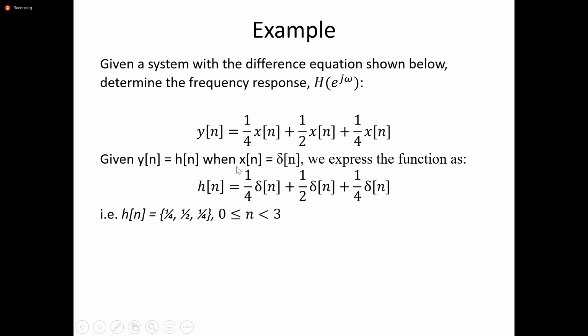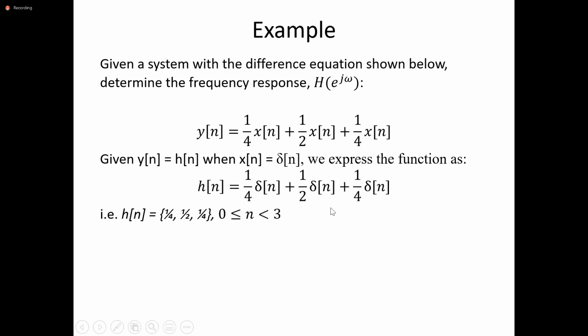If x of n, that's our input signal, is equal to delta n, that is our impulse function, then our output y of n is equal to our system response h of n. And so given this relationship, we can now express this difference equation in terms of h. So our h of n then is equal to a quarter delta n plus half delta n.